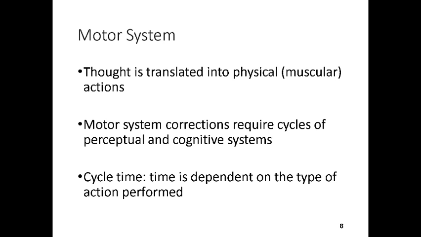Okay. The motor system is where thought, or some sort of cognition, is translated into physical or muscular actions. The motor system corrections require cycles of perceptual and cognitive systems. So the motor system will involve both perceptual and cognitive systems as feedback. These things happen in a loop. You do something, you see yourself do something, you think about how you executed that action, and then you adjust that action accordingly.